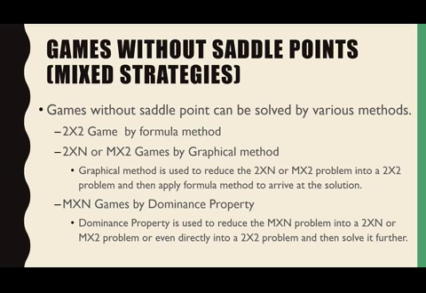So whenever a game does not have a saddle point, the first thing is we need to look at the dimension of the problem. If it is a 2 cross 2 problem, apply the formula method. If it is 2 cross n or m cross 2, apply the graphical method. If it is an m cross n problem, apply the dominance property. So this is the first step in solving games without saddle points.